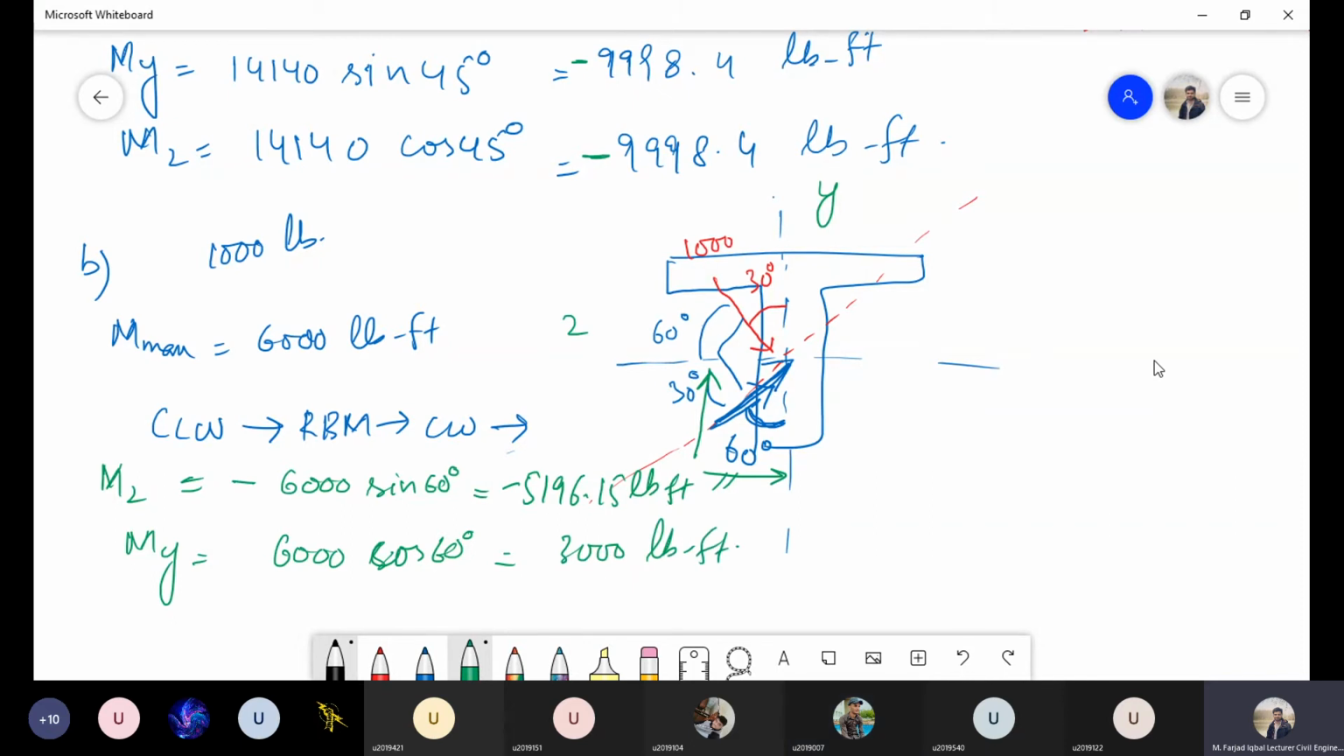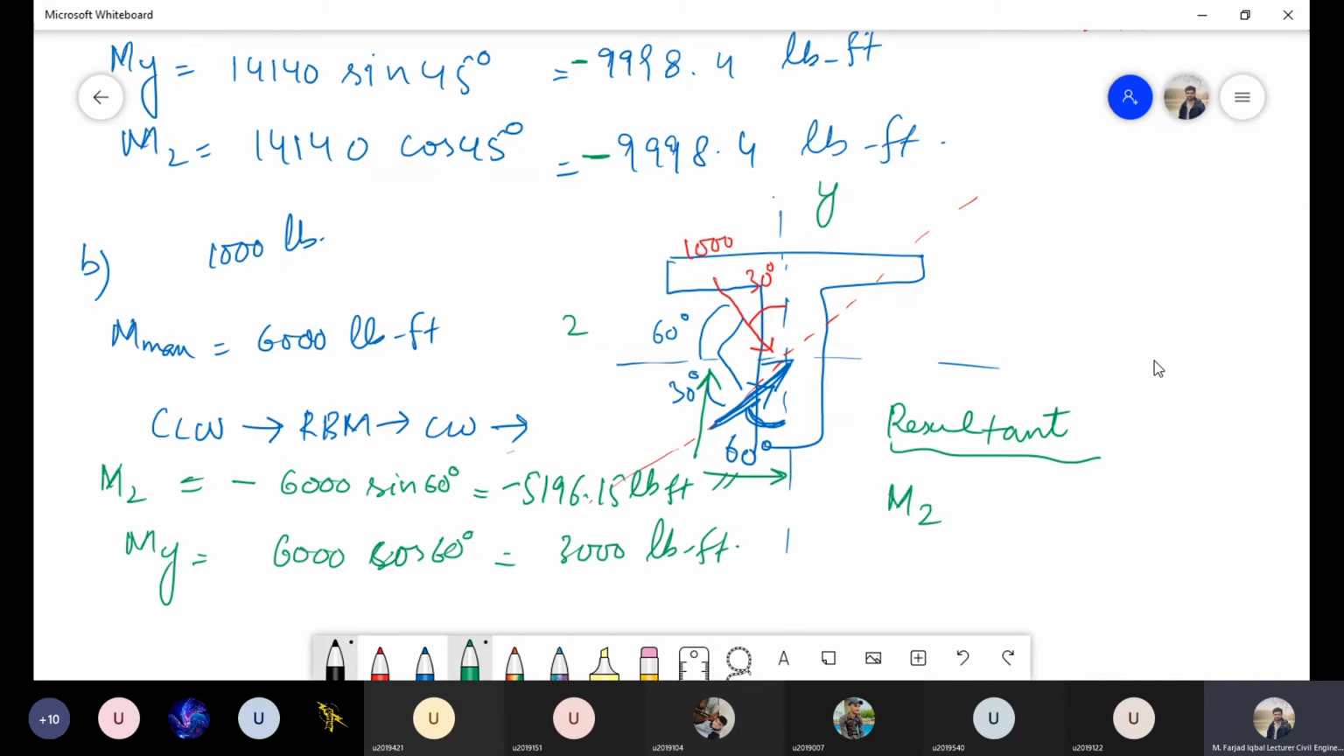Now you can see that for each load I have one value of My and the other value of Mz. So I can simply add these two values to get the resultant moments on both axes. Rather than solving it in a combined manner, I have solved it separately for the sake of convenience, so that you don't get confused with the directions or the conventions that we have learned.